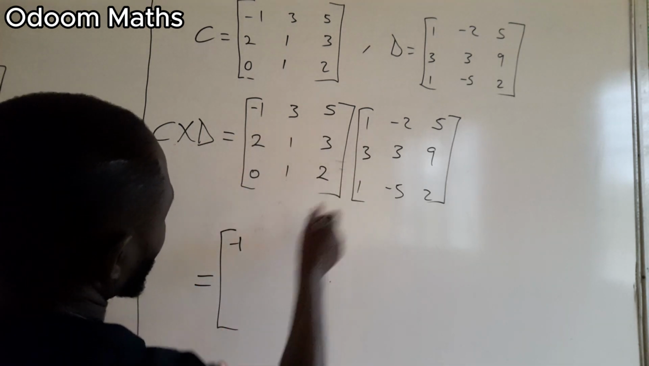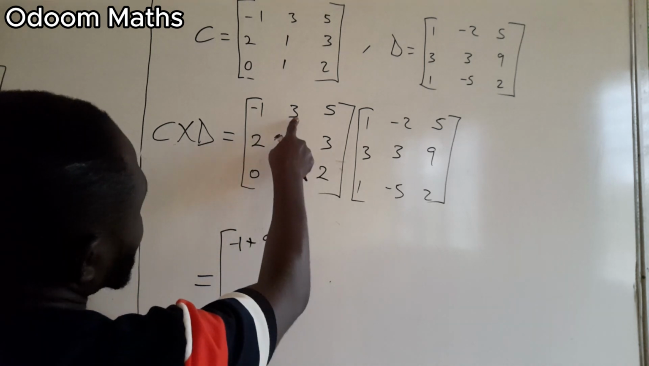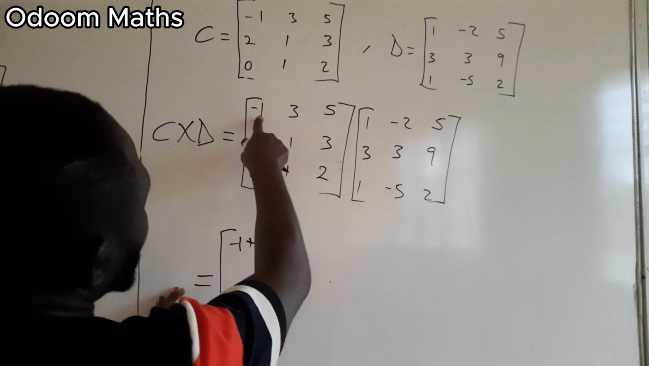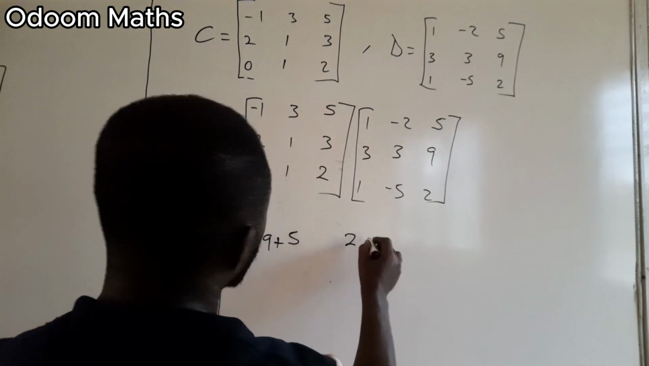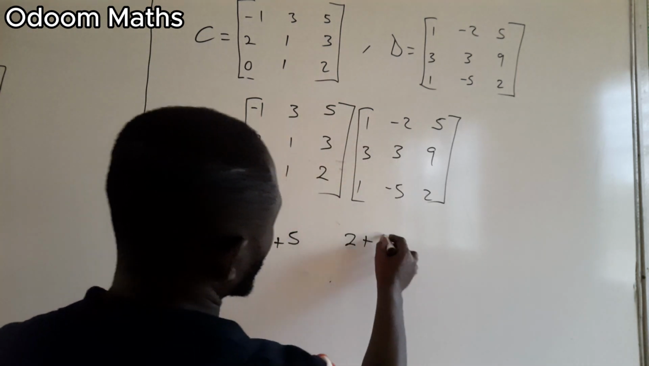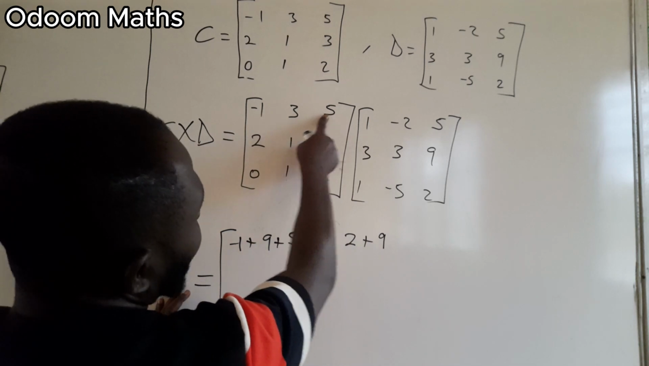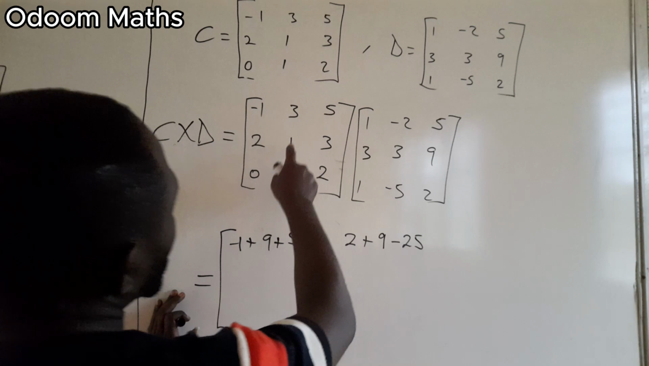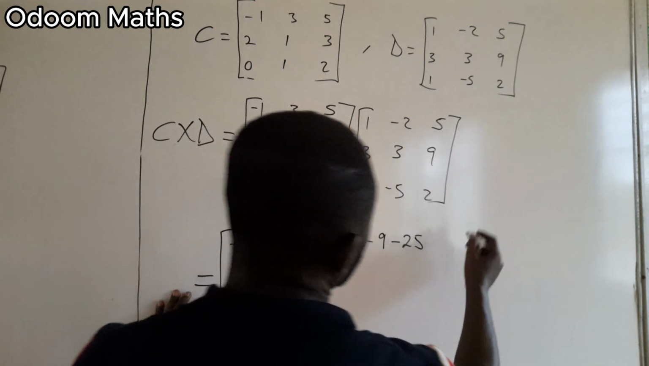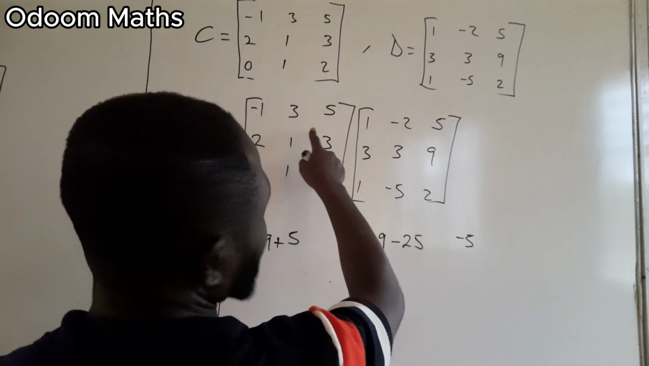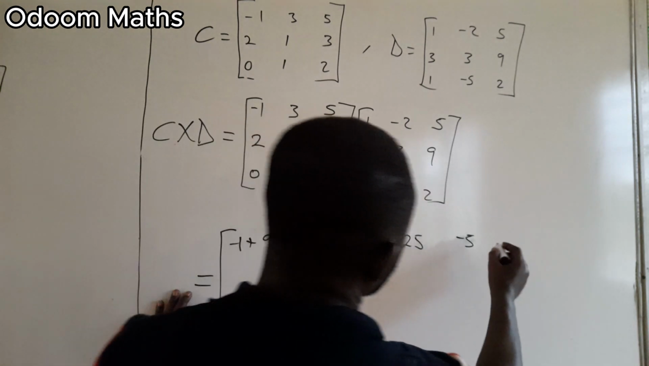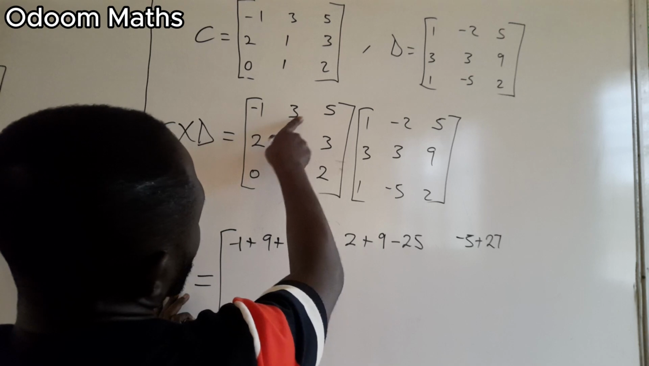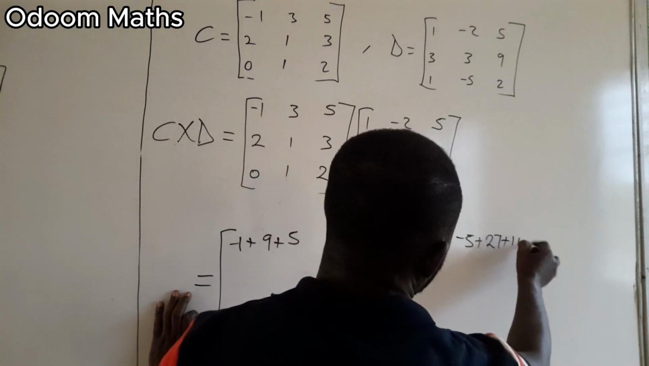3 times 3 plus 9. Then plus 5 times 1. So 5. Then 1 times 2 will give us 2. Plus 3 times 3 will be 9. Then 5 times negative 5 will be minus 25. Then 1 times 5, negative 5, plus 3 times 9, that is 27, plus 5 times 2, which is 10.